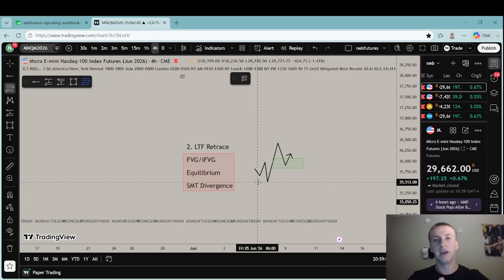I prioritize FVGs and IFVGs more on the lower time frame. I don't look for liquidity sweeps as much. Why? For my model and the way that I think, I like to see a retracement. I like to take continuation trades. It's just more telling me that we're going to go in this direction.